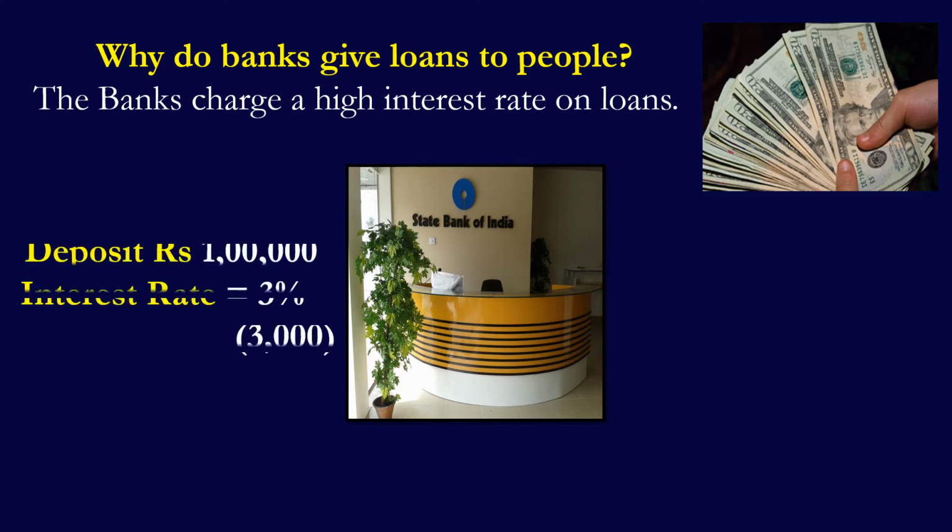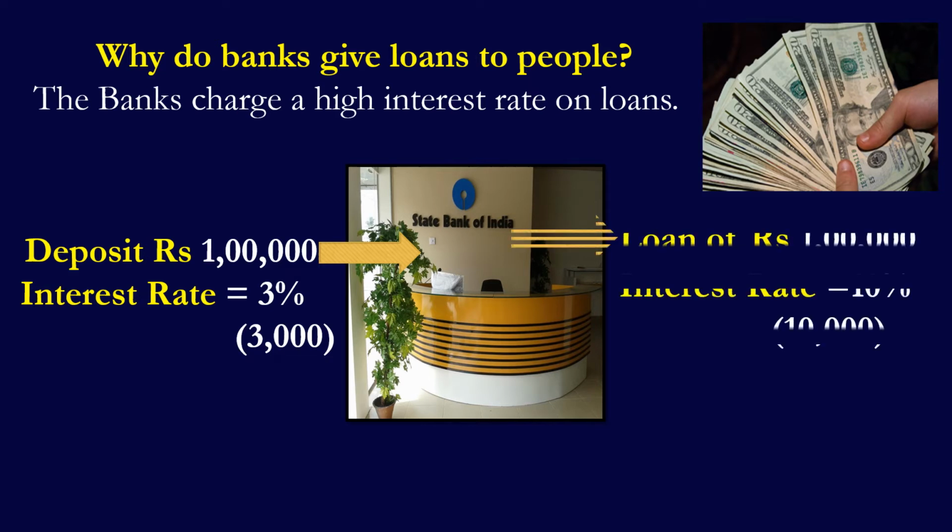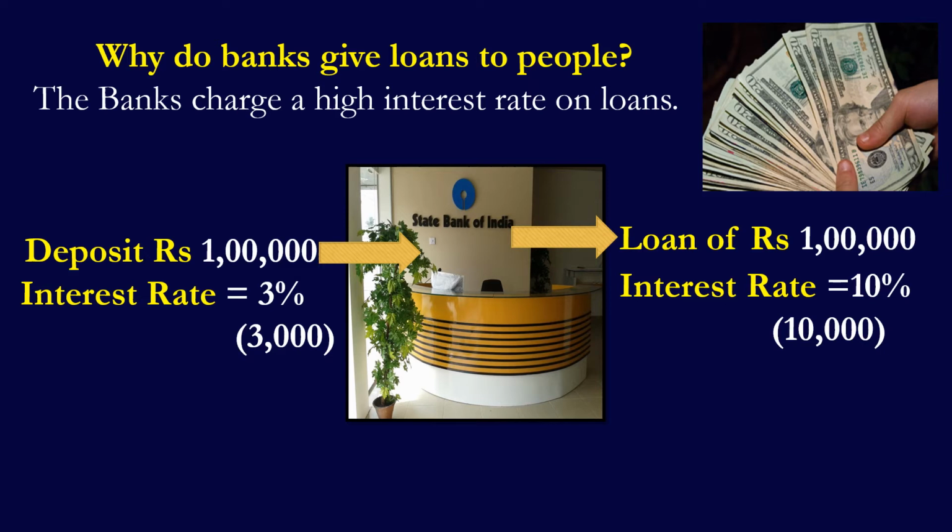For example, if a person deposits 1 lakh rupees in a bank, the bank will give only 2 to 3% per year interest on his deposit. But if he takes a loan of 1 lakh rupees from the bank, the bank will charge nearly 10 to 15% interest rate per year on the loan.